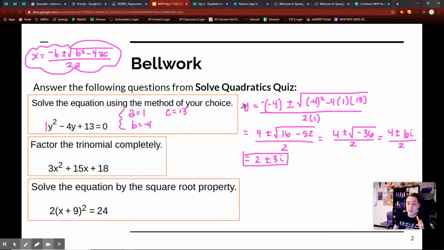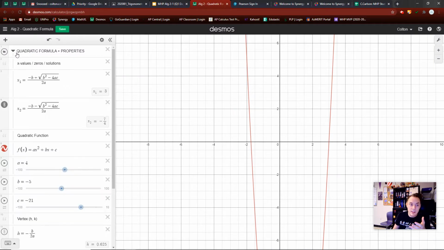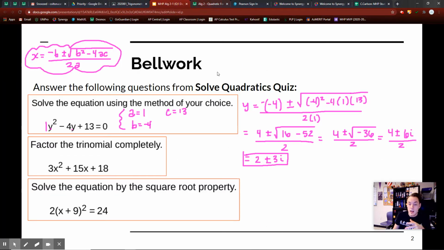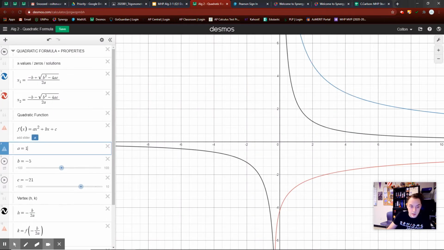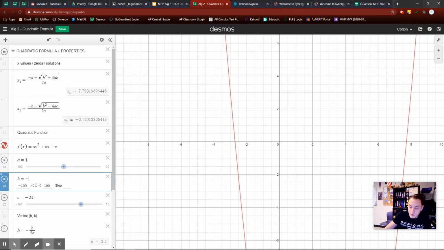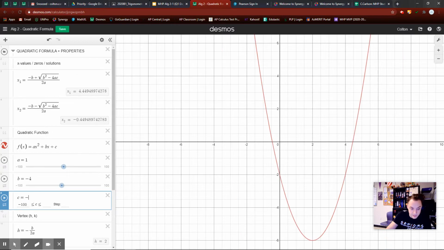If I went to Desmos, which I will in a little bit, you're going to see something very particular where it doesn't cross the x-axis. So I'm going to go here to Desmos. Let me show you specifically what's happening here. I'm going to type this in. My a is just going to be 1, and then my b was -4, and then this was 13.